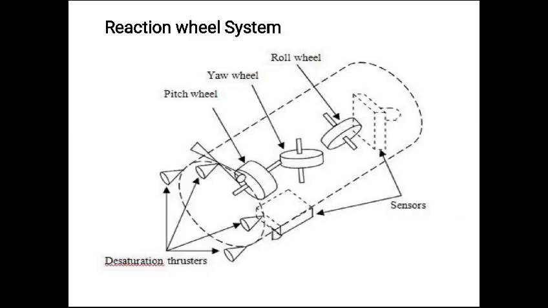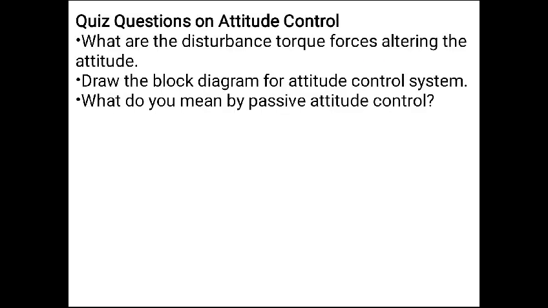Reaction wheel system. The reaction wheel system will have a pitch wheel, yaw wheel and roll wheel at the center of the system, and we will have desaturation thrusters and sensors at the other side.